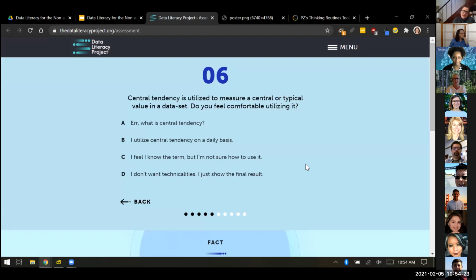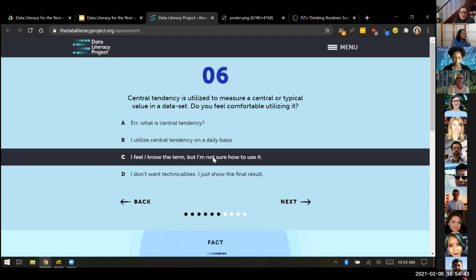Question 6. Central tendency is utilized to measure a central or typical value in a data set. Do you feel comfortable utilizing it? My choices are: A, what is central tendency? B, I utilize central tendency on a daily basis. C, I feel I know the term, but I'm not sure how to use it. And D, I don't want technicalities. I just want to show the final result. I'll choose C. I know the term, but I'm not sure how to use it.